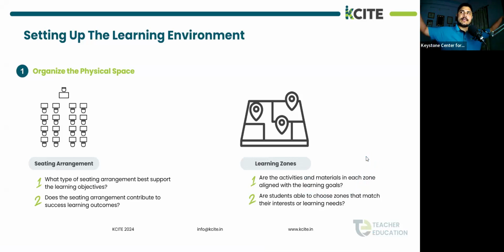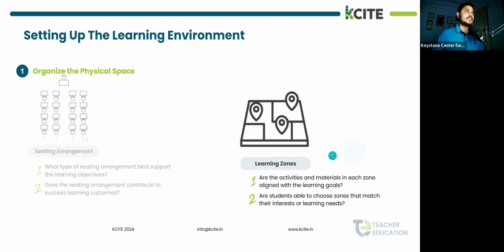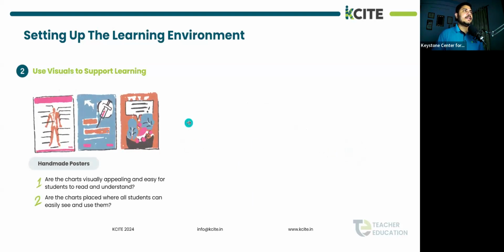I'm not saying that you need to have all subject zones for each subject in the class, but whatever you arrange, if there is one particular corner where you have kept everything, is it helping the learners, is it reinforcing their learning or not? Now, the second important thing to set up the learning environment is that this is completely based on the auditory learners, the kinesthetic learners, and visual learners.